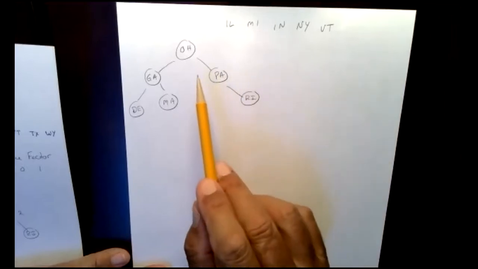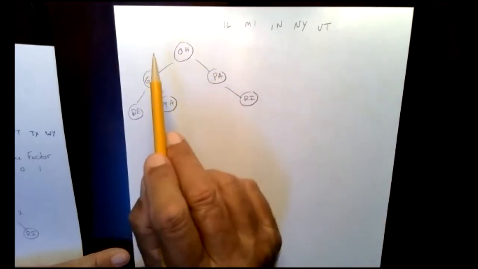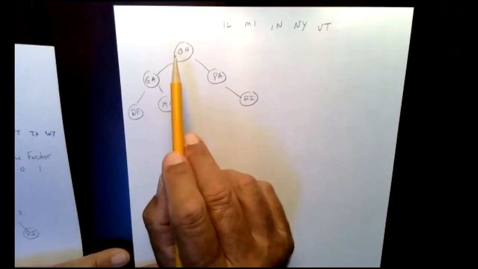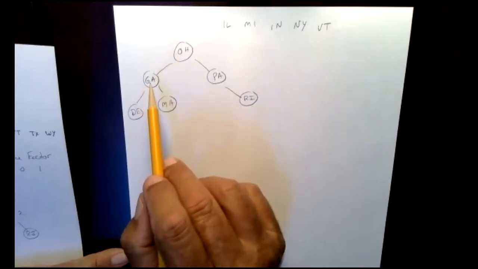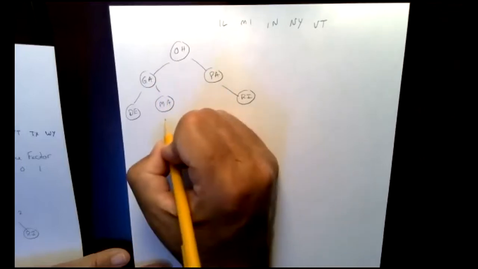I refuse to accept Illinois exists. A, B, C, D, E, F, G, H, I, J. I think Illinois is down here.